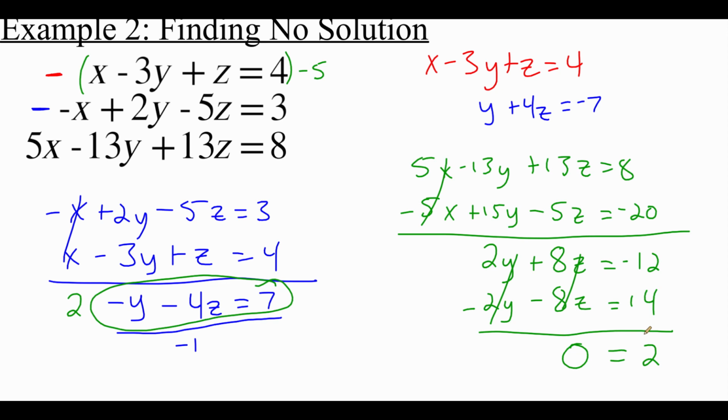Now we should notice that something fishy is happening here. 0 cannot equal 2. This is a mathematical statement that doesn't make any sense. So because we're getting this, this is how we know that there's no solution. When you get a statement that doesn't make any mathematical sense, that means that your system has no solution.